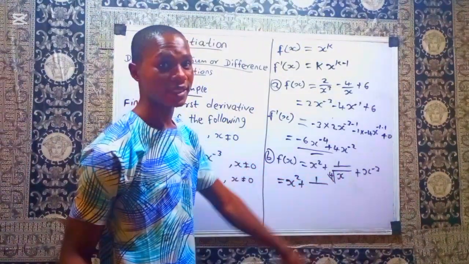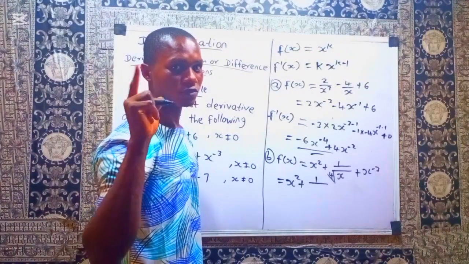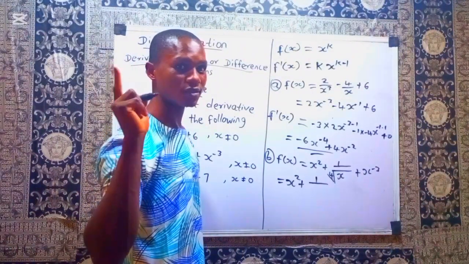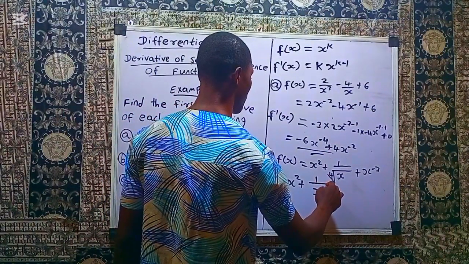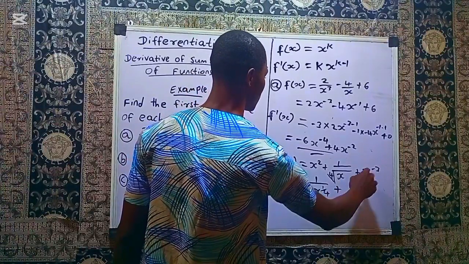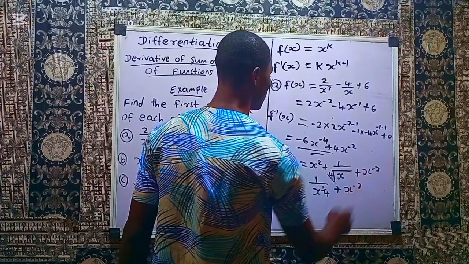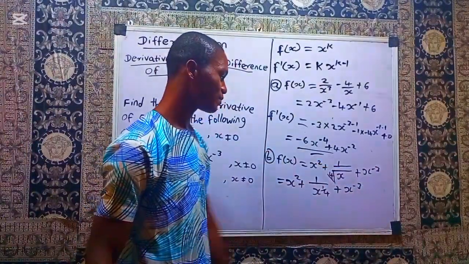The 4th root is index 1 over 4. Square root is index 1 over 2. Third root is index 1 over 3. Fourth root is index 1 over 4. So this is x raised to power 1 over 4. Then plus, the next one we have x raised to power minus 3. This one I don't need to simplify, because I already know that the index of x is minus 3.